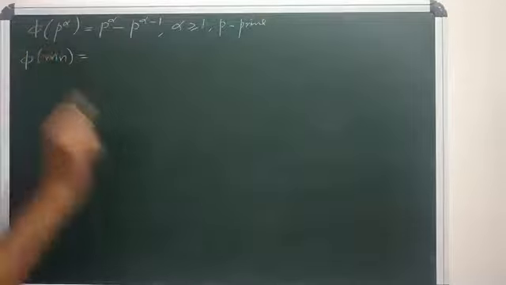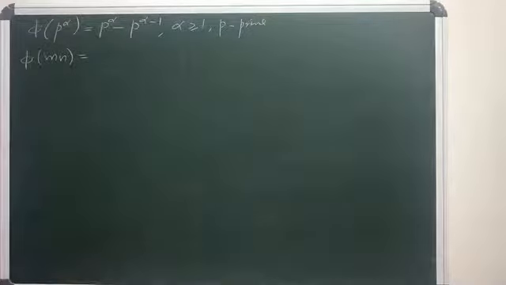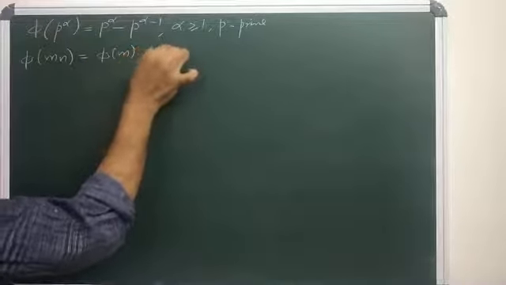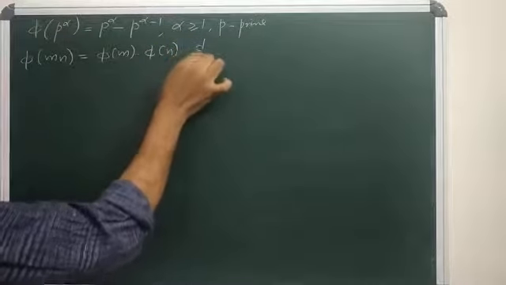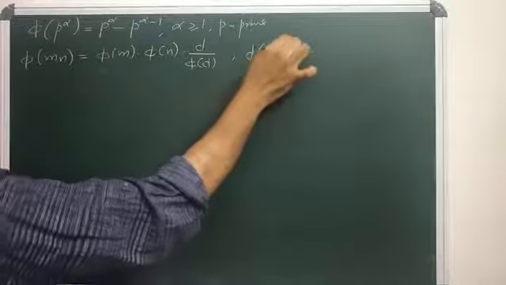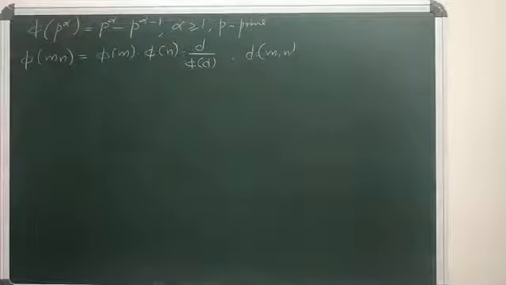Also we know that for any prime p and alpha greater than or equal to 1, we have phi of p power alpha is p power alpha minus p power alpha minus 1. Also, if m and n are any two positive integers with a common divisor d, then phi of mn equals phi of m into phi of n into d by phi of d, where d is the GCD of m and n.